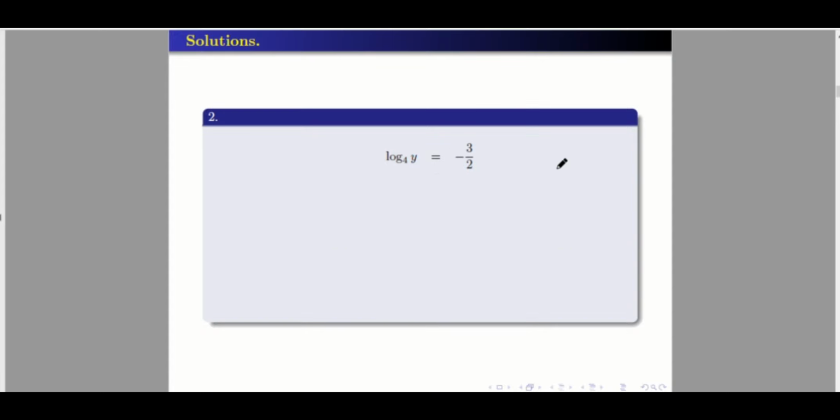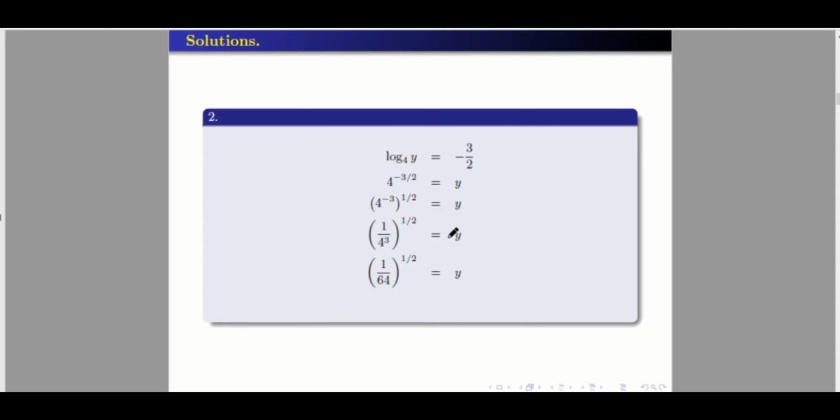Number 2, we have this. The same thing will happen. Let's start with the base: 4 raised to negative 3 over 2 equals y. And then take note, we can do this: factor out the 1/2. 4 raised to negative 3 is 1 over 4 cubed, if we take the reciprocal. And then 4 cubed is 64.